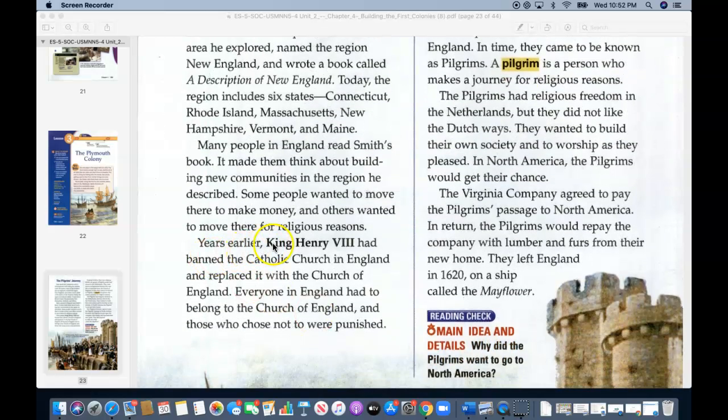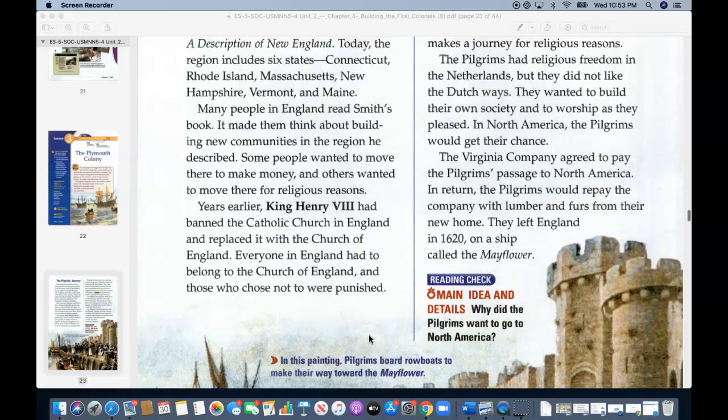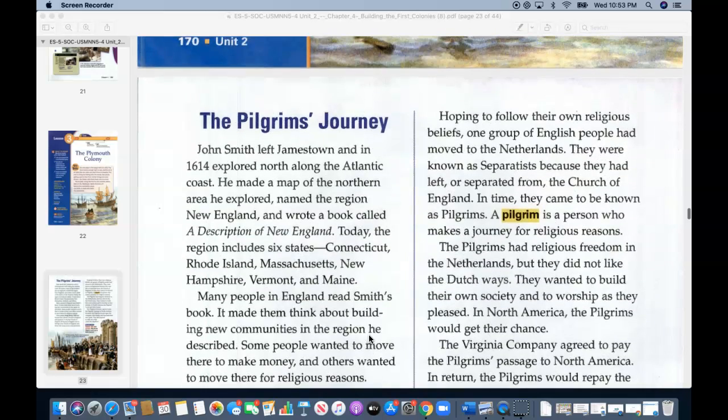Years earlier, King Henry VIII had outlawed the Catholic Church in England and replaced it with the Church of England. Everyone in England had to belong to the Church of England, and those who chose not to were punished. That's called having an established religion.